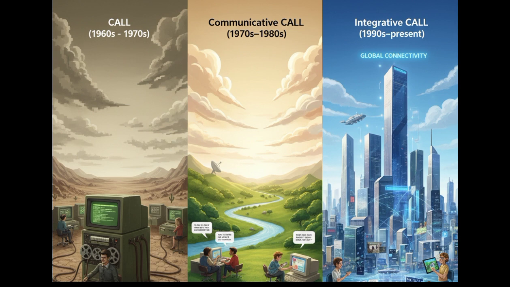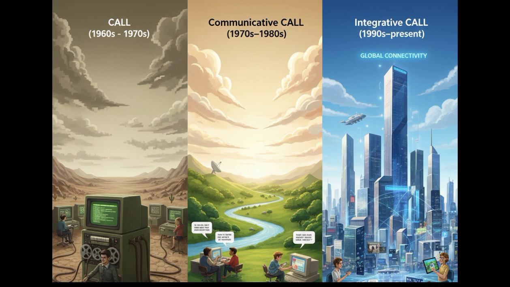2. Communicative CALL, 1970 until 1980. The second stage, communicative CALL, came about as language teaching methods changed. Teachers and researchers realized that learning a language is not just about memorizing rules but about being able to use the language to communicate with others. This stage focused on helping learners develop communicative competence, which means being able to understand and express meaning in real-life situations. CALL programs during this period became more interactive and meaningful.